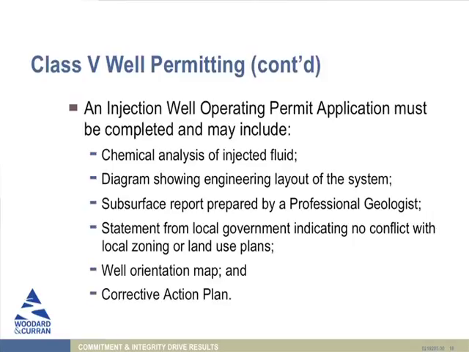But what it could include, again, is a chemical analysis of the injected fluid. And again, for your storm water, this is a little bit different than if you're injecting some of the other fluids that could be covered under other Class 5 wells. So it would be a little more straightforward for something like that. But it may include these things depending upon what you're injecting. A diagram showing the engineering layout of the system, subsurface report prepared by professional geologists, a statement from the local government indicating there's no conflict with local zoning or planning laws, a well orientation map, and a corrective action plan.